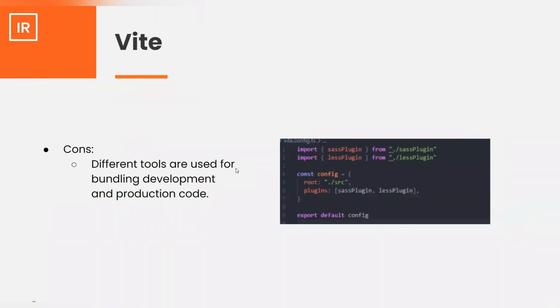So the cons are that since different tools are used for bundling the development and production code, ESBuild is used for the development bundle and the production bundle is using Rollup. There are rare cases where the different tools could result in bugs that are hard to debug, where the code can run fine during development with the development server, but after it's bundled in production, there might be kinks of the feature not working as intended.